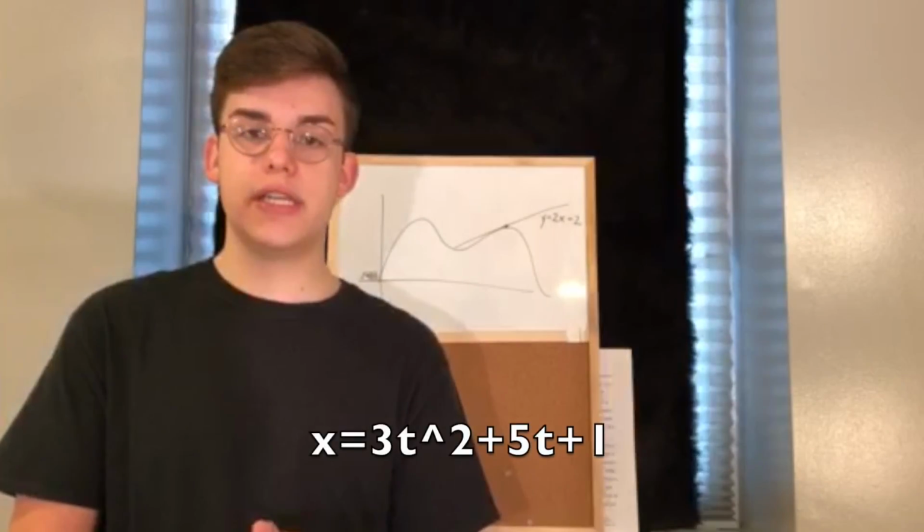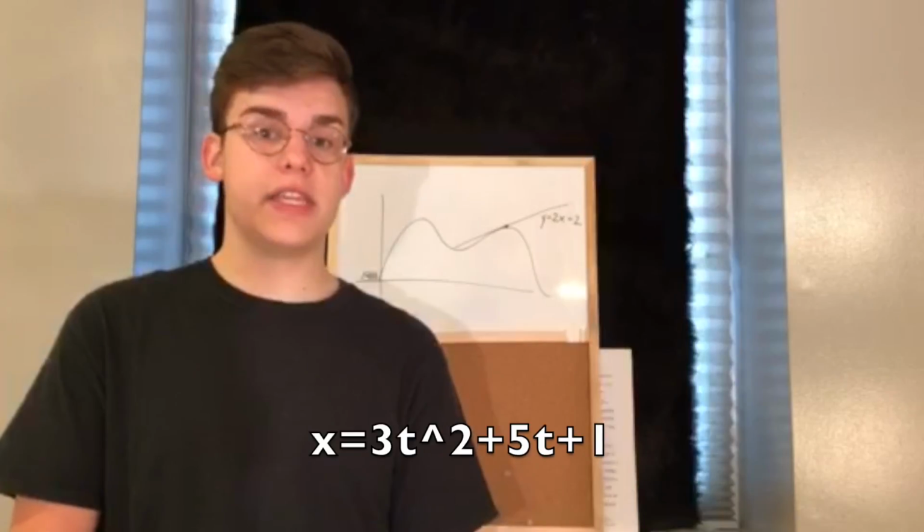Let's say that a bucket fills with water according to the equation x equals 3t squared plus 5t plus 1, with x being the amount of water. Using derivatives, you can determine how fast the bucket is going to be filled. Let's review some derivative rules.